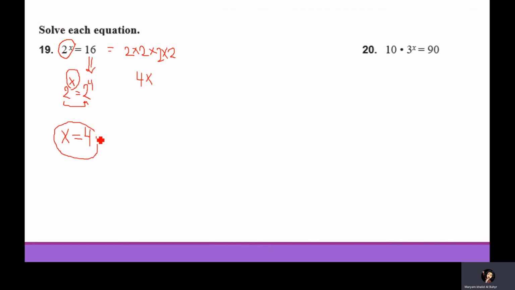So the intersecting point, if you try to find it in the graph, you will find it exactly the same as this one. Same thing with this. I'm going to do exactly the same thing that I did before. I will divide by 10 both sides. Once I divide by 10 both sides, I will get 3 to the power x equals 9. Can I rewrite this one as 3 to the power 2? Yes. So 3 to the power x equals 3 to the power 2, so x equals 2. That's the answer. So that's for this part.